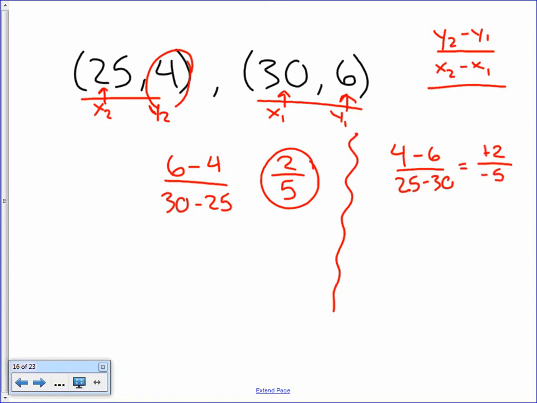But since I have a negative on top and bottom, those are going to cancel out. So 2 over 5 is still my answer. So just showing that however you label the coordinates, it doesn't matter.